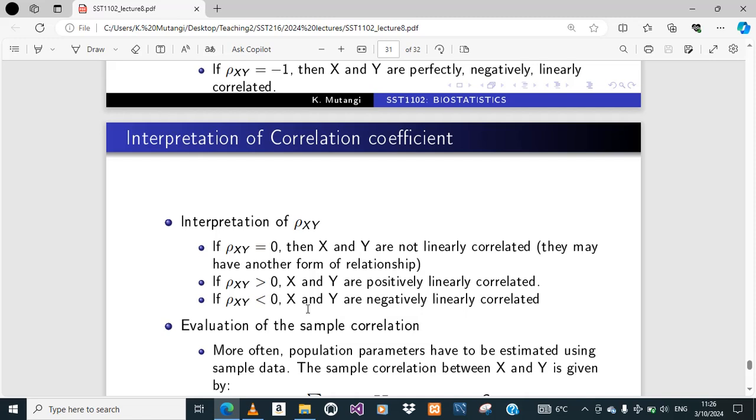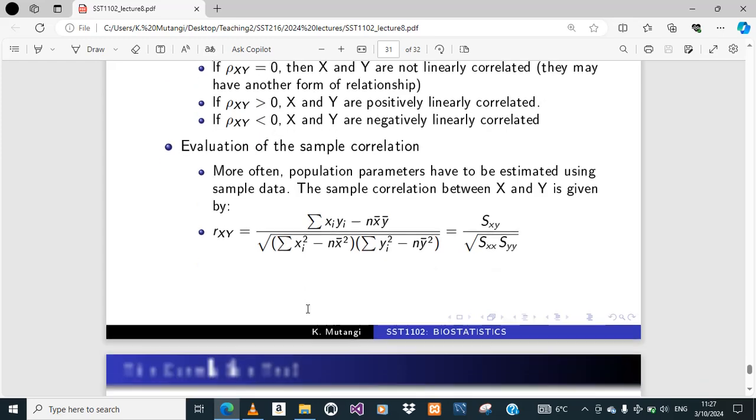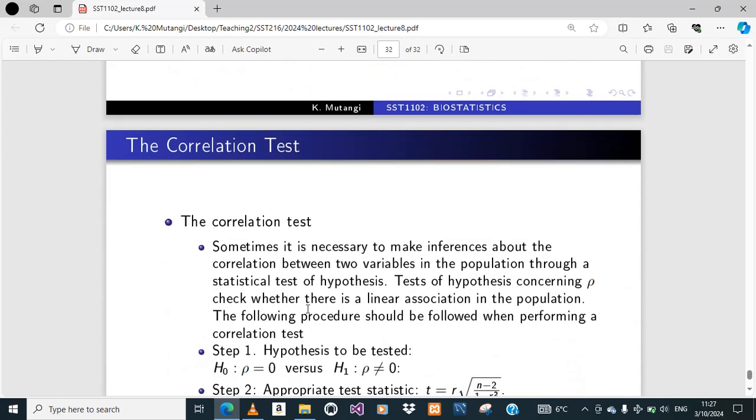Then if rho of xy is equal to 0, it means that there is no linear relationship existing between the two. If rho of xy is greater than 0, x and y are positively linearly correlated. If it is less than 0, they are negatively linearly correlated. Then this is the formula for evaluating the correlation coefficient. But if you have a calculator, there is no need for you to know this formula because our calculators are designed to calculate the correlation coefficient.